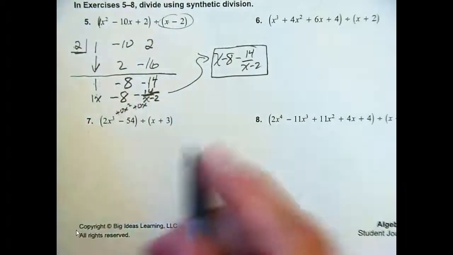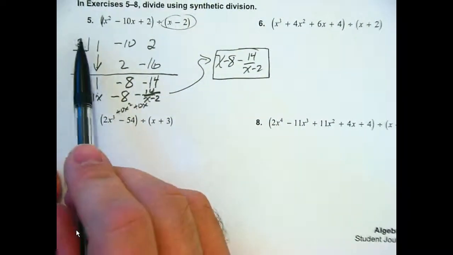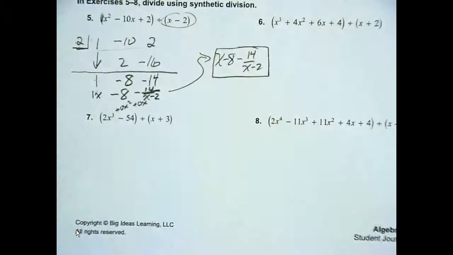Okay, so I want you to set up number 7. At least set up the box in the top row for number 7.